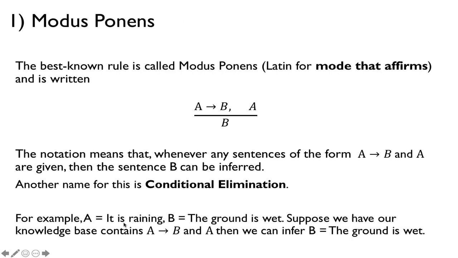Okay, for example, if A is it is raining and B is the ground is wet, and suppose that we have in our knowledge base 2 axioms or 2 facts. We know that A implies B, that if it's raining, the ground is wet, and we also know that it is raining. Then we can infer that the ground is wet. So that would be a simple application of conditional elimination.